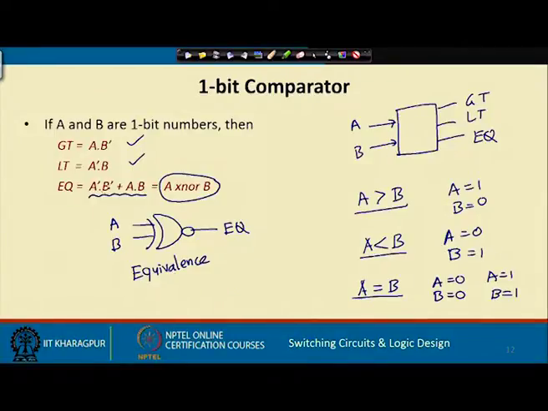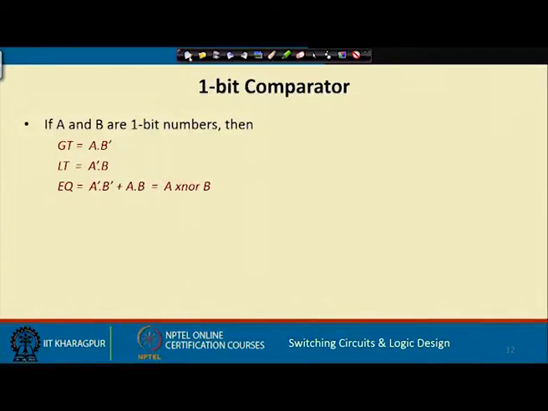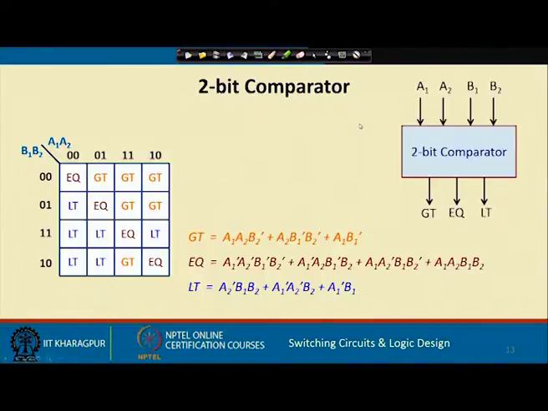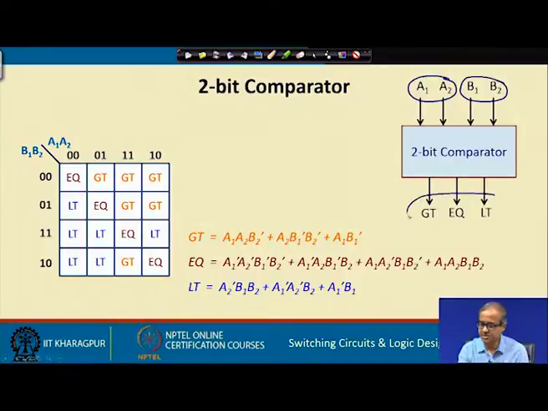Okay, a 1 bit comparator is very easy to design. Let us look into larger size comparators, let us say a 2 bit comparator. Here I am assuming that the numbers are 2 bits, A1 A2 is one number, B1 B2 is another number, and I want to generate the 3 outputs. Let us construct the Karnaugh map, with A1 A2 along this side, B1 B2 along this side.